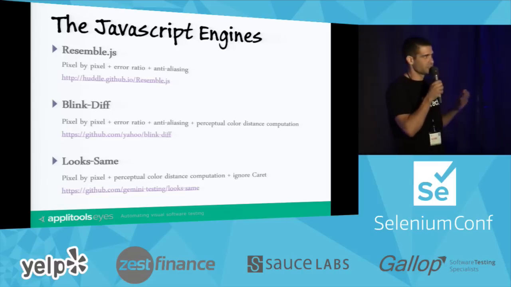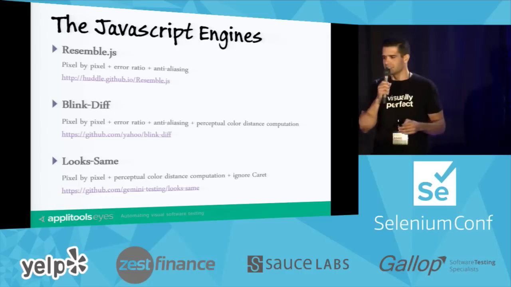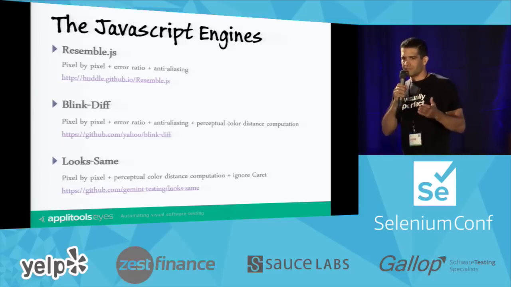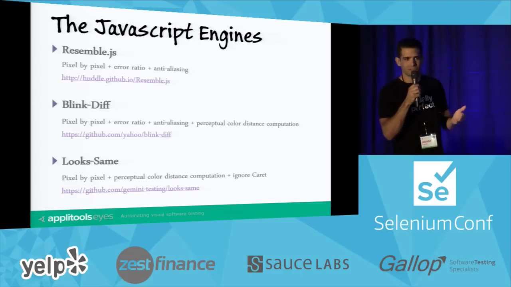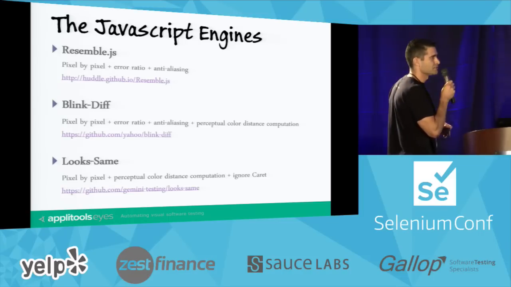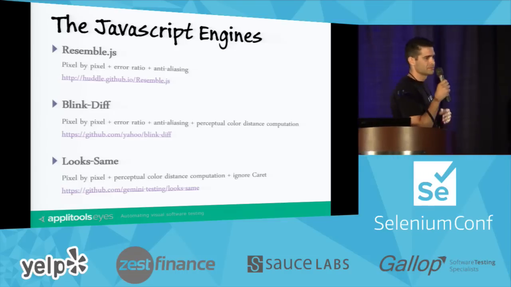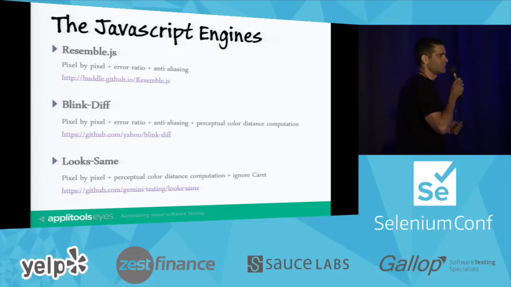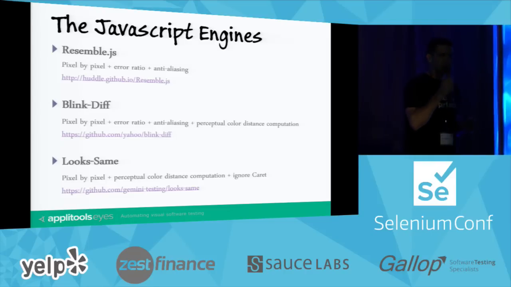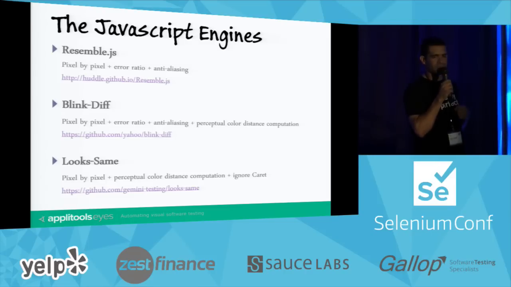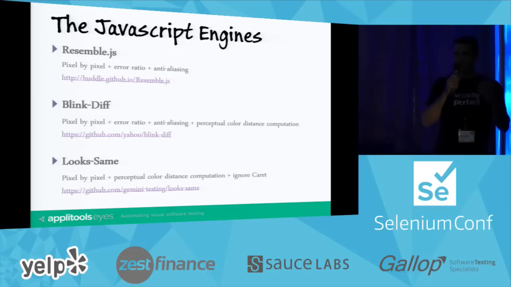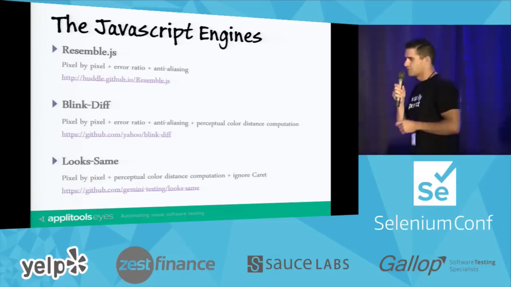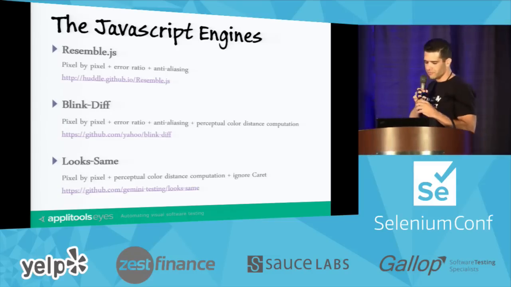So Resemble.js, which is one of the more mature, older and popular matching engines, and PhantomCSS is a very popular visual test automation tool that relies on it, also does quite good handling of anti-aliasing pixels. Blink diff also does anti-aliasing and also takes into account the fact that humans are more or less sensitive to changes in certain color ranges, which helps also with some kinds of false positives.